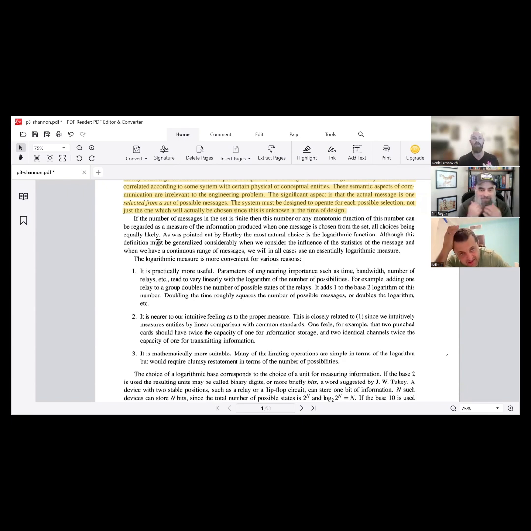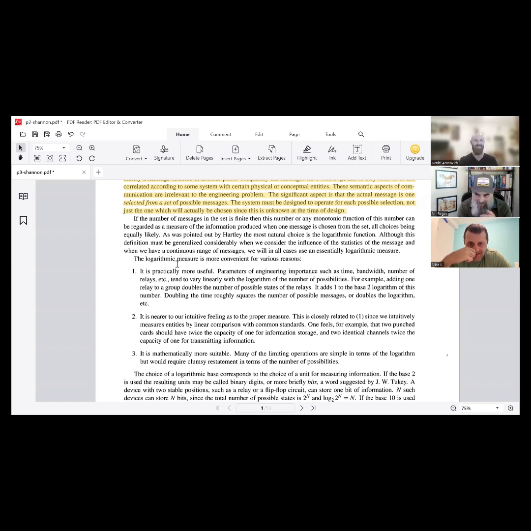All choices being equally likely. As was pointed out by Hartley, the most natural choice is the logarithmic function. Although this definition must be generalized considerably when we consider the influence of the statistics of the message, and when we have a continuous range of messages, we will, in all cases, use an essentially logarithmic measure. Okay, so he's already introducing, guys, you're gonna see a lot of logarithms.